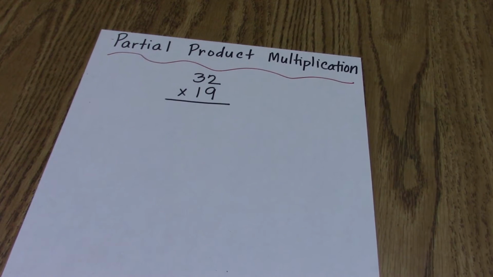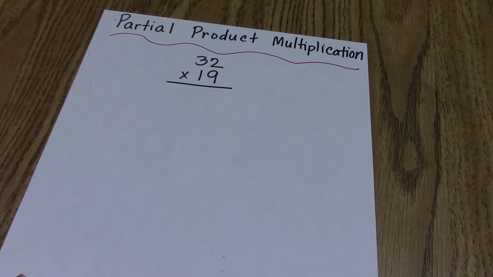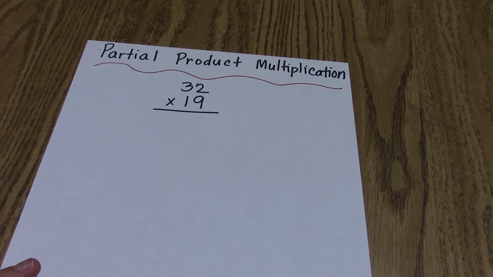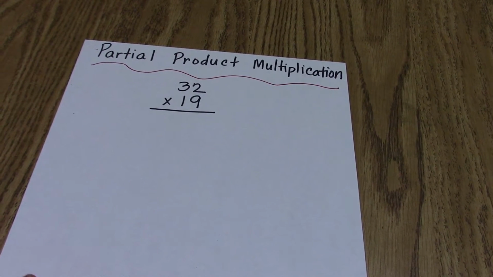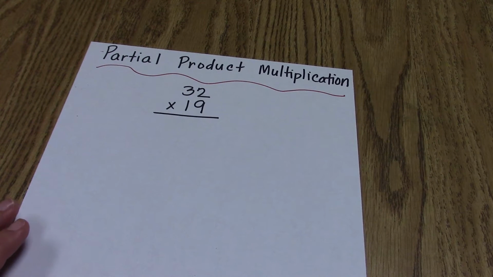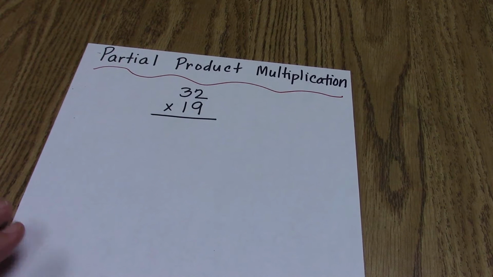The partial product strategy for multiplication is a strategy that we use to help students develop their number sense when multiplying a two-digit by two-digit number. And it may seem like there are more steps involved than the standard algorithm that you all grew up learning, but it really helps them to see what they're doing.